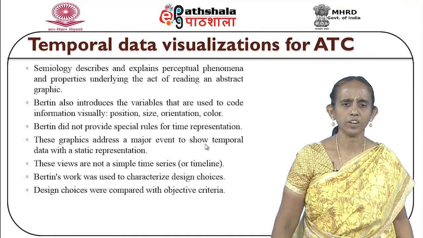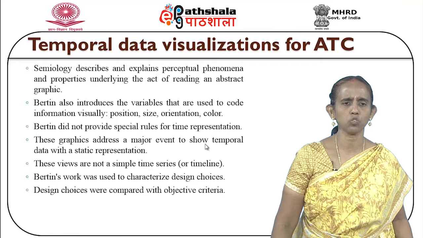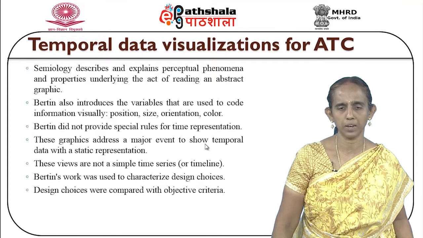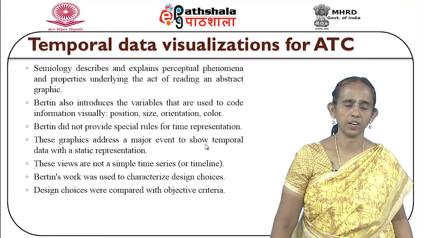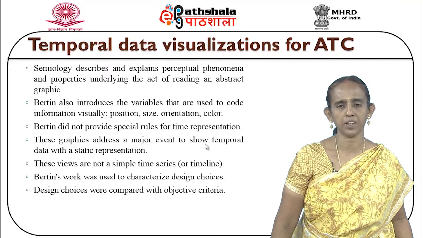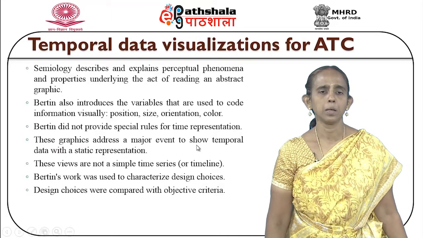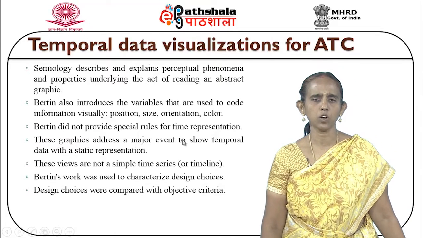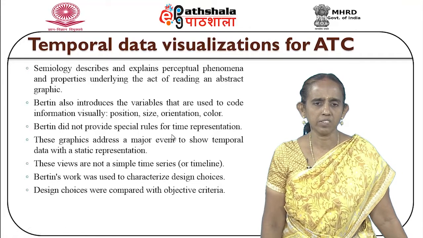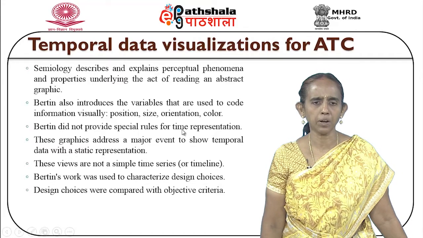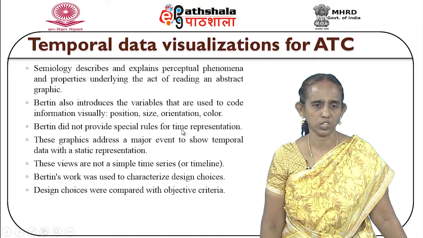Bertin also introduced variables that are used to code the information visually, namely the position of the data point, the size of the data point, the orientation of the data point and the color of the data point. Bertin did not provide special rules for time representation. These graphics address a major challenge to show temporal data with a static representation.